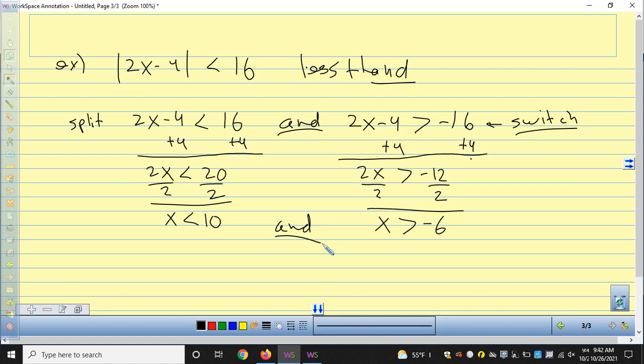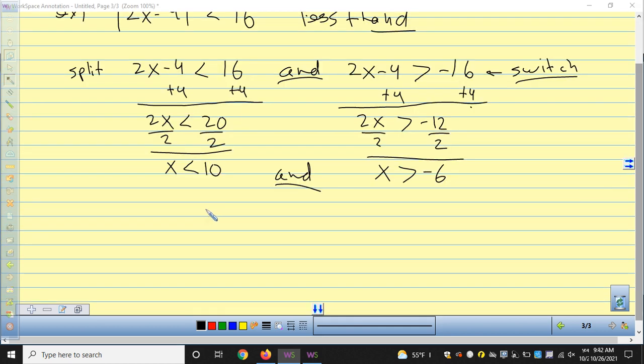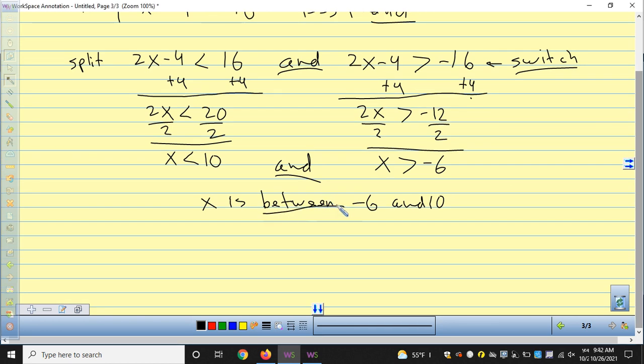And what an and inequality tells us, one way to think of it, is x is between negative 6 and 10. That's what an and inequality tells us. It's between these two numbers. And means between, for what we do.